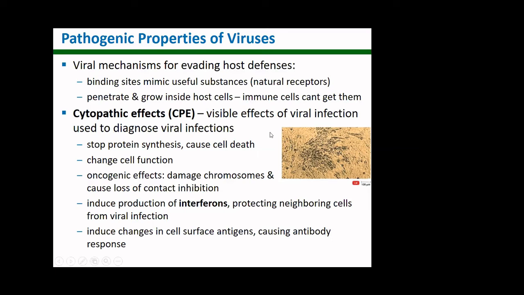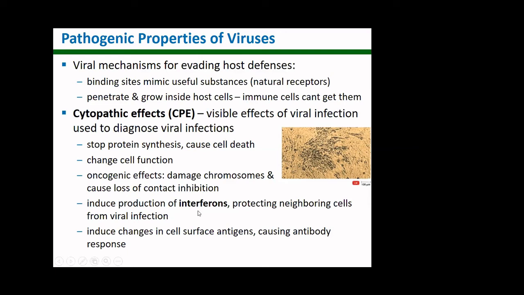You'll see areas of cell death. You can see a change in cell function. Sometimes we'll actually see oncogenesis happen. The formation of kind of cancerous cells that have lost their contact inhibition, meaning that they just keep growing and they don't stop. That's how tumors start.